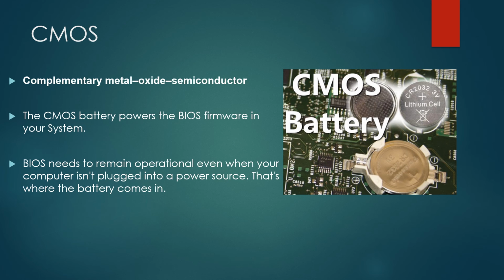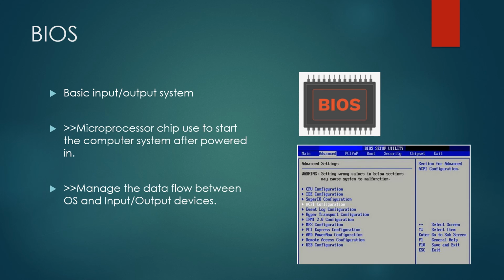It holds a minimal amount of power, which keeps the BIOS operational. So in our next slide, BIOS, the basic input output system. It is the microprocessor chip used to start the computer system after power-on. We may call this the power-on self-test. We'll discuss this information in our upcoming videos when we discuss operating systems. It would manage the data flow between the OS and input output devices.